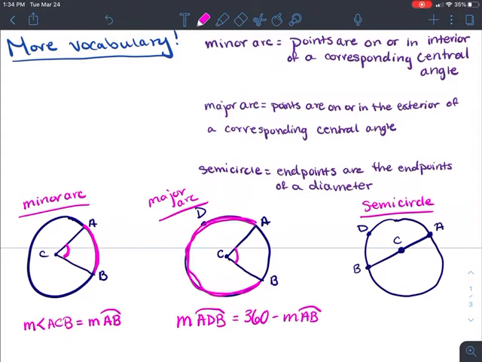And then a semicircle. A semicircle is right here, okay? It's half of a circle, all right? That's what a semicircle is. And this is equal to 180 degrees, because it's half of a circle. So it's 360 divided by 2 equals 180 degrees. Anytime you see a semicircle, that means it's going to be 180 degrees.